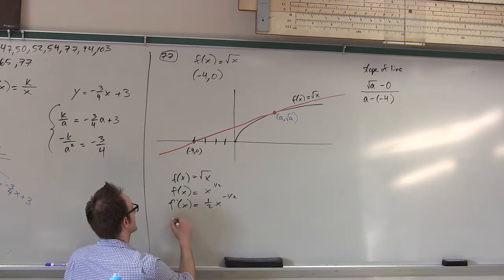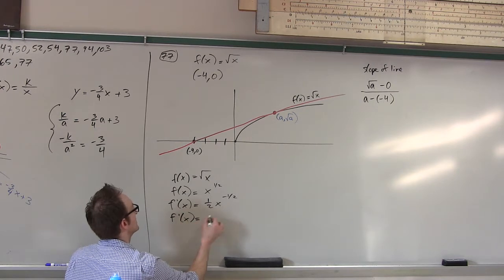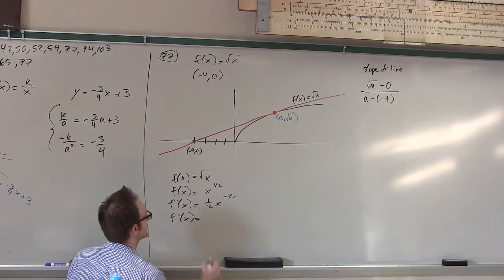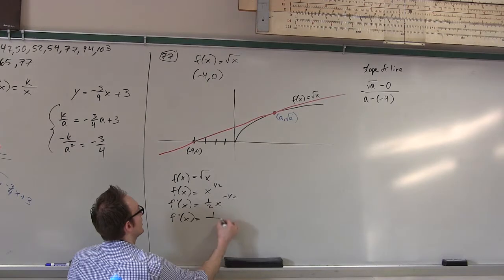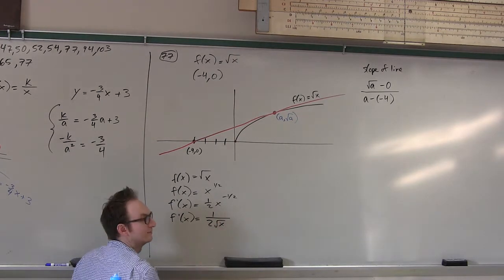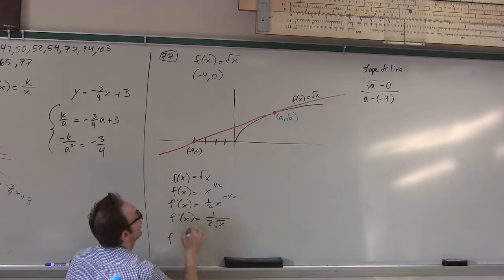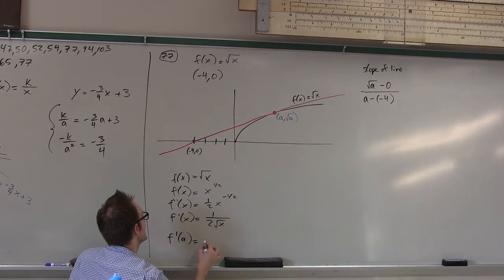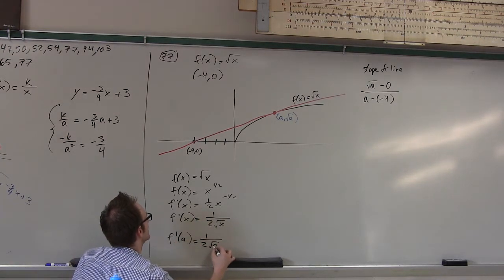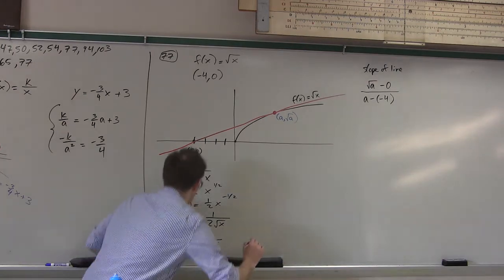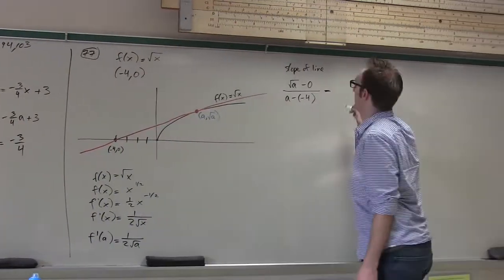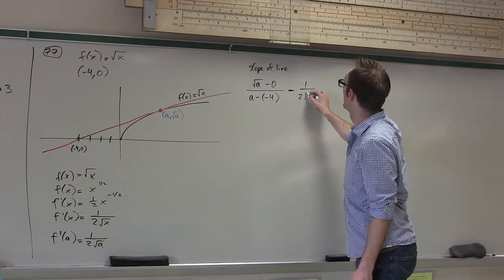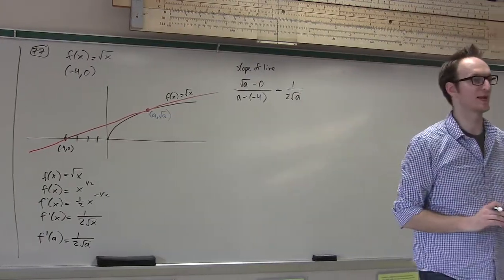Okay, I always like to rewrite it without negative exponents. So in fact, f prime of x is going to be 1 over 2 root x, right? Okay, so if that's the derivative in general, the derivative at a is 1 over 2 root a. And so, again, that gives me my equation, and then I just solve.